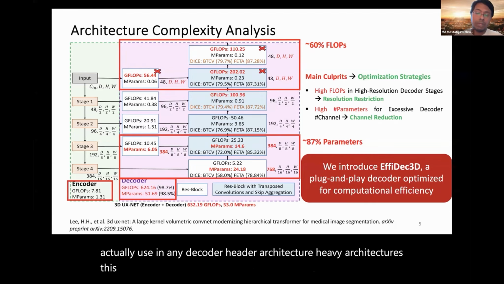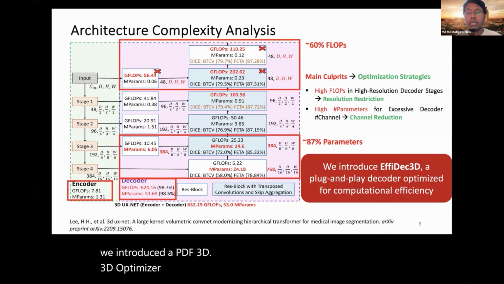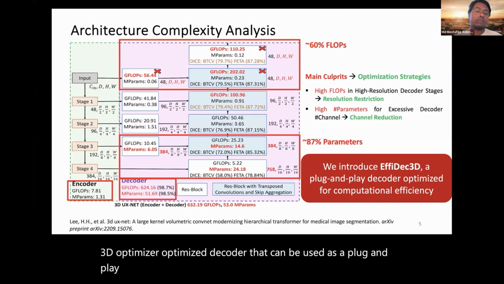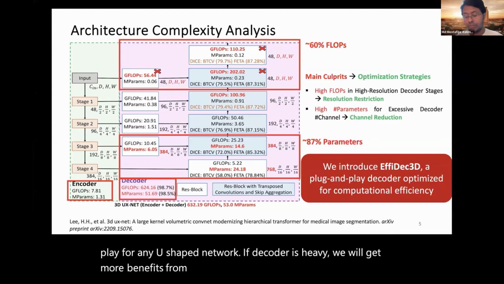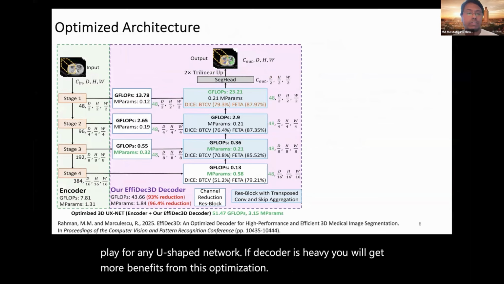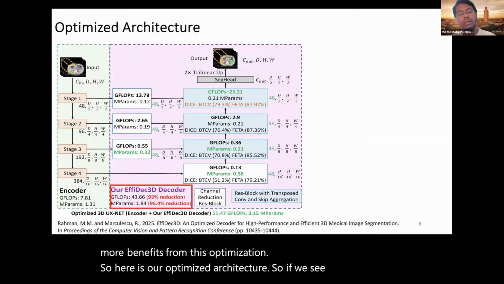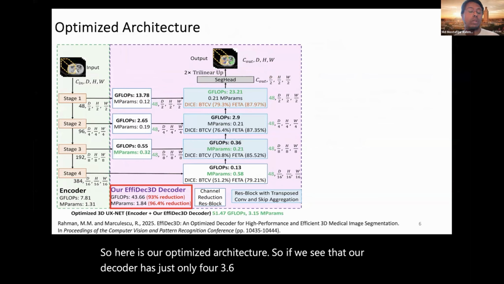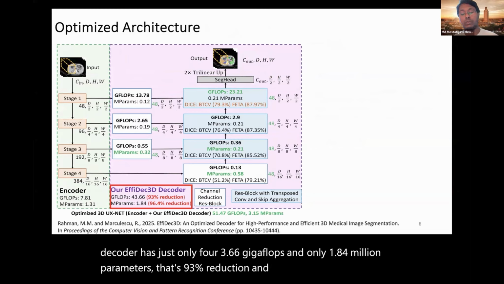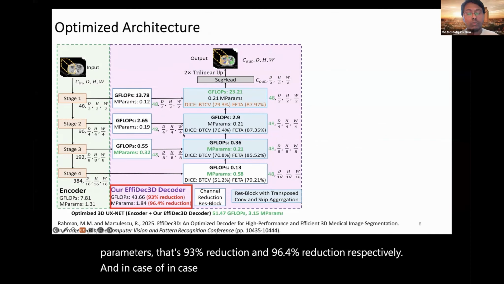Based on these optimizations, we introduced EffiDec3D, our 3D optimized decoder that can be used as a plug and play for any U-shaped network. If the decoder is heavy, we get more benefit from this optimization. So here is our optimized architecture. Our decoder has only 43.66 gigaFLOPs and only 1.84 million parameters, which is a 93% and 96.4% reduction respectively.